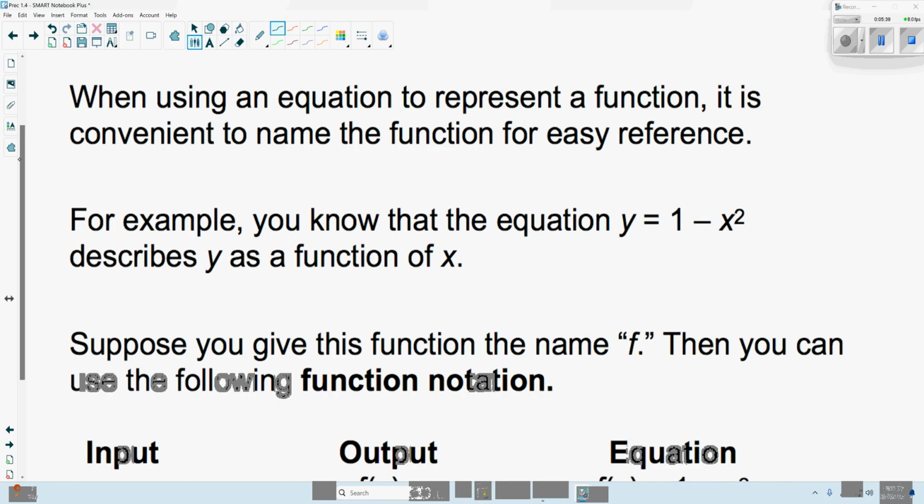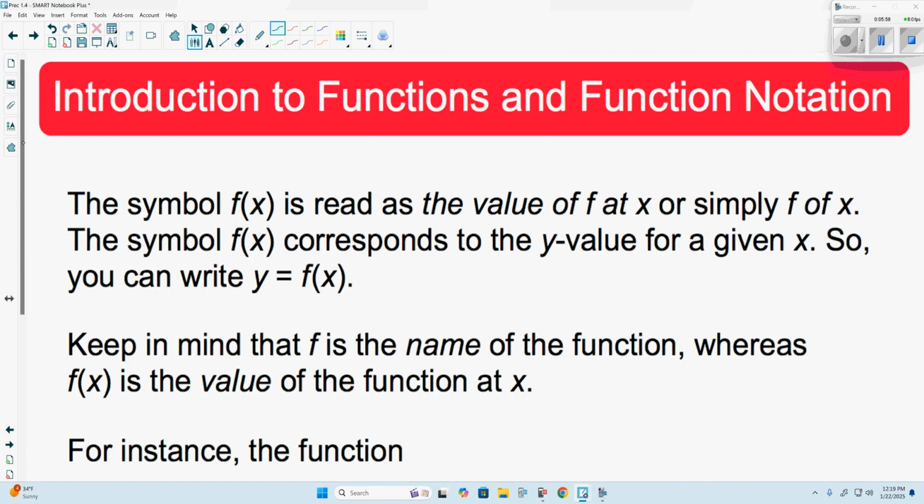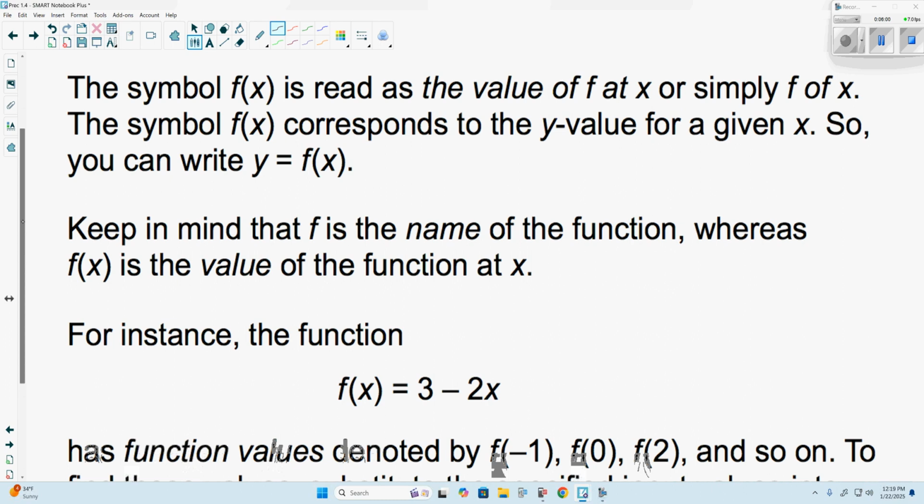When using an equation to represent a function, it's convenient to name the function for easy reference. For example, y equals 1 minus x squared describes y as a function of x, or we can say f of x equals 1 minus x squared. So we can talk about more than one function at a time. The symbol reads as f of x.